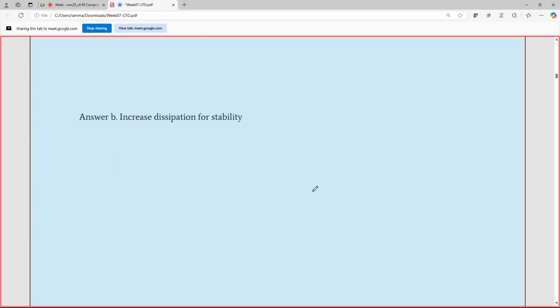Our answer is option B. That is, the corrector step increases the dissipation for stability. Moving on to the next question.